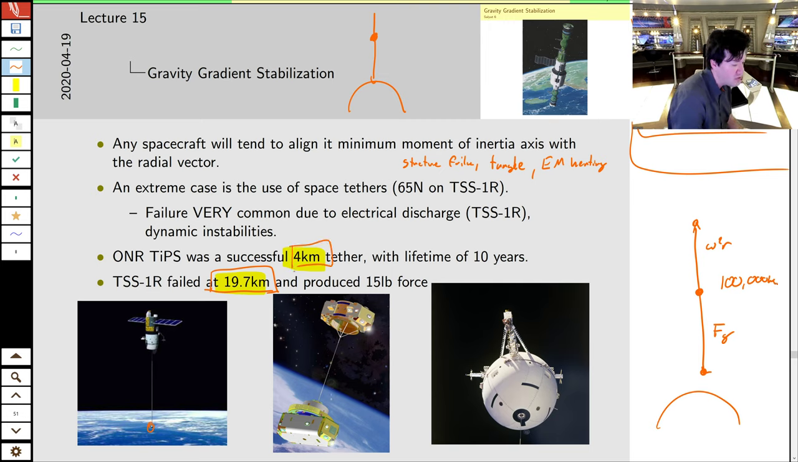The longest that we've successfully had, I believe, is 4 kilometers, and that lasted 10 years, so that's not bad. This is an actual illustration of a tethered satellite. When it got out to 19 kilometers, the gravity gradient force was producing 15 pounds of force, which is a huge amount of force in space. The difference in gravity produced by 19.7 kilometers distance was 15 pounds. So that's a great deal of force.